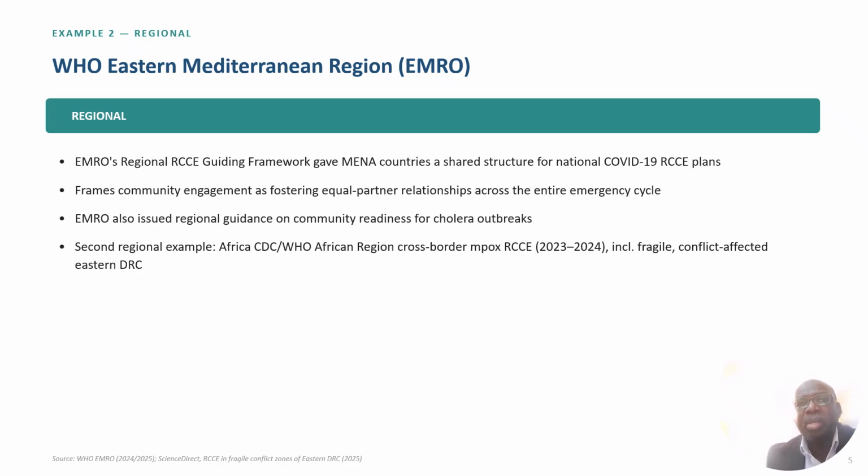This frames community engagement as fostering an equal partner relationship across the entire emergency cycle. Don't exclude or avoid the community within your outbreak investigations. Even we cannot go for field investigations unless we get agreement from the local communities, because finally we are going to work with the community, so you have to get their agreement and acceptance before starting, and after and while conducting the outbreak investigation, we still need their support in the field.